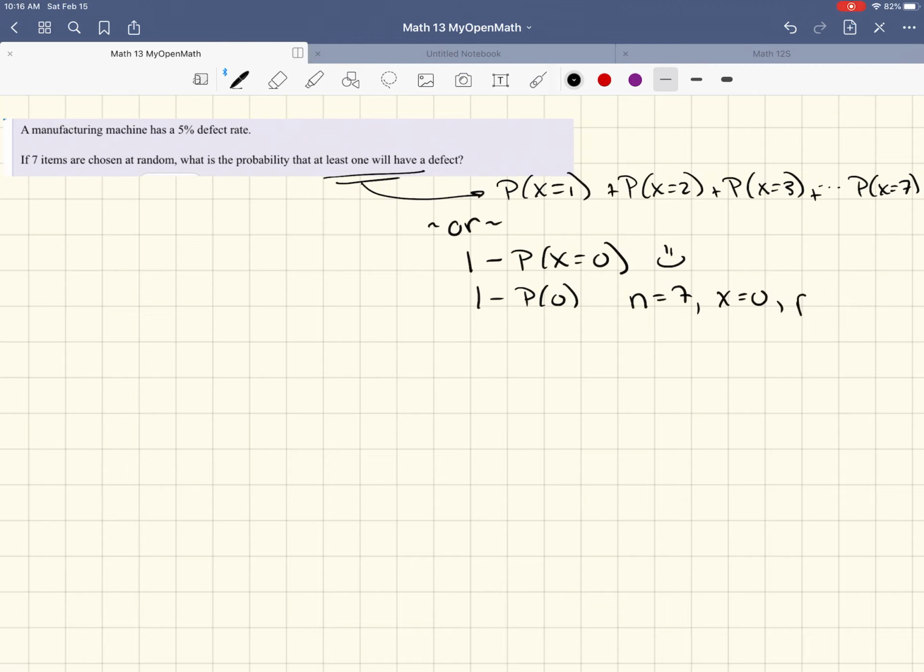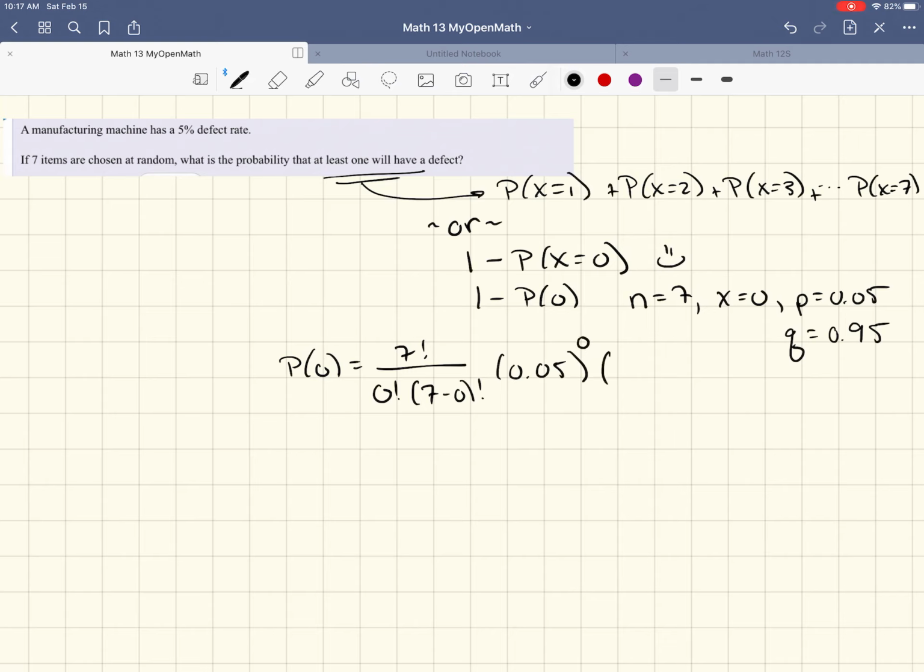The percent chance of that happening is 0.05. I don't have quite room to fit it, so the complement of that happening is 0.95. So our Q is 0.95. So let's plug this in. So P of 0 is 7 factorial over 0 factorial, 7 minus 0 factorial, P, 0.05 to the number of successes, which is 0, times Q, 0.95, to the n minus x, so 7 minus 0. There's a whole bunch of canceling that happens here, so let's keep going.